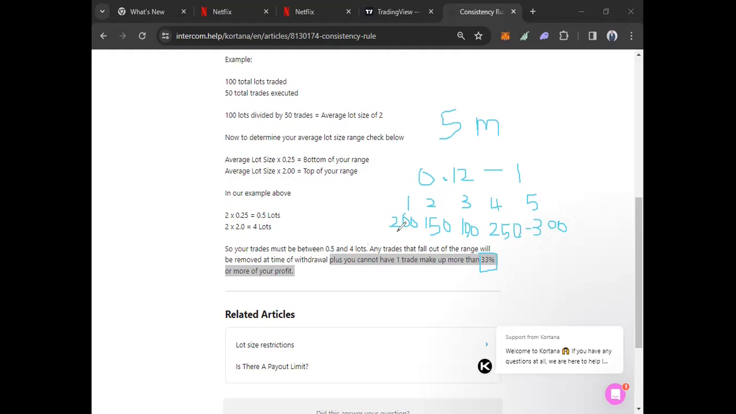Okay. So let's total up the profit minus the loss. 200 plus 150 plus 100 plus 250 equals $700, minus $300 loss, which is a total of $400. So if we check, total of $400 profit, ask yourself, is $200, what is the percentage of $200 compared to 400? It is 50%.